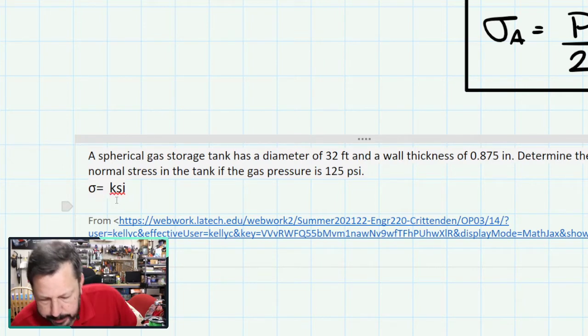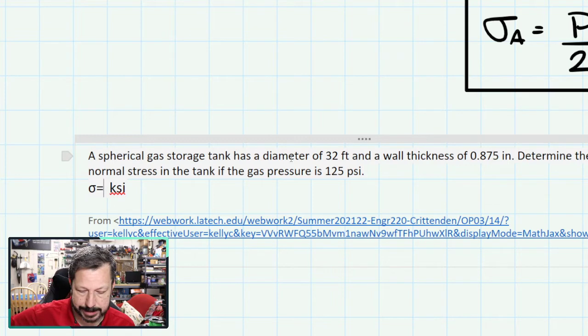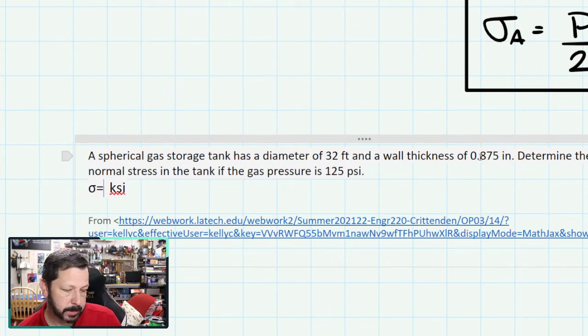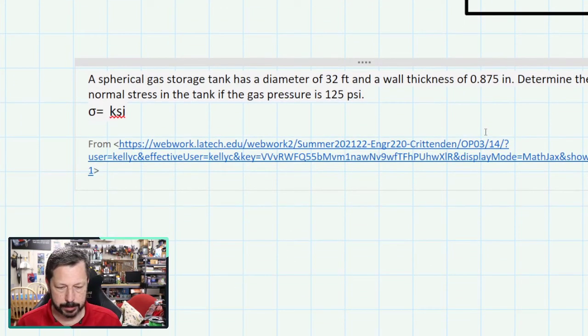A spherical gas storage tank. So that's what we're dealing with. This one should be a thin wall pressure vessel. It has a diameter of 32 feet. So an inner radius, or a radius, that's probably the outer diameter. Inner radius of 16 feet. And a wall thickness of a little over 3/4 of an inch, 0.875. What's that, 7/8? So that probably qualifies as thin wall. Let's check just to make sure. I don't think the problem here is going to be a trick problem or anything.